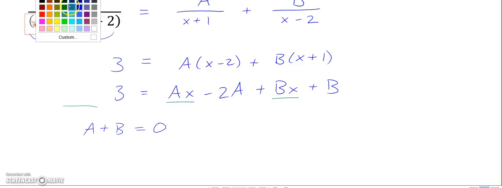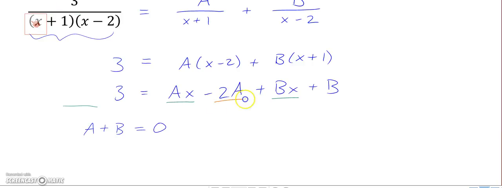Now I also have two constant terms right here, and those have to add up to the constant term on the left side of the equation. So I get another equation here. Negative 2a plus b has to be equal to 3. So now I have a system of equations that I need to solve. And you can do a substitution, or you can do an addition method here. I'm going to go ahead and do addition.